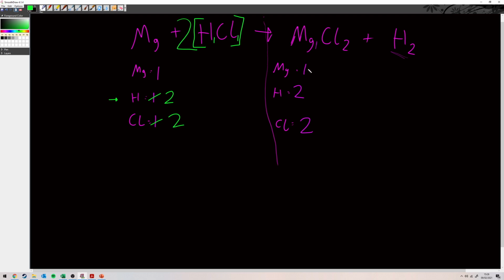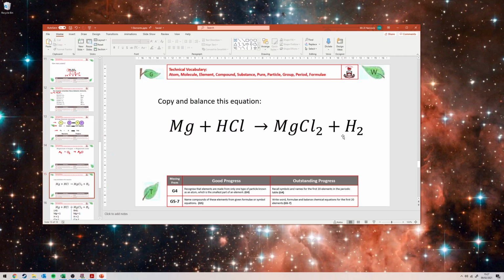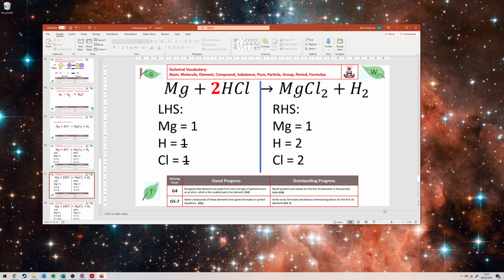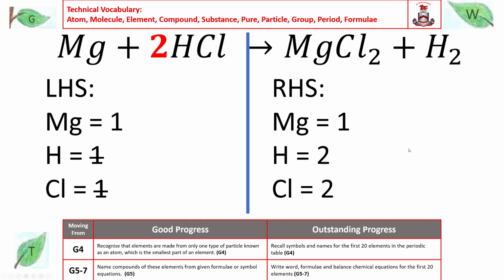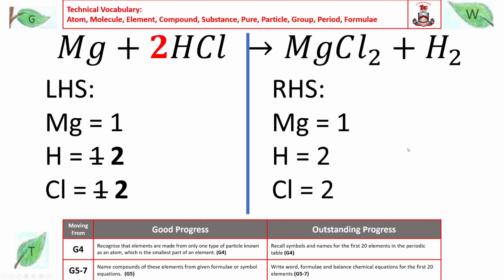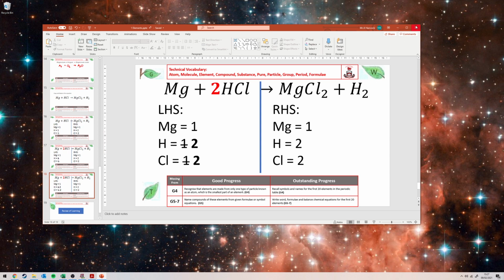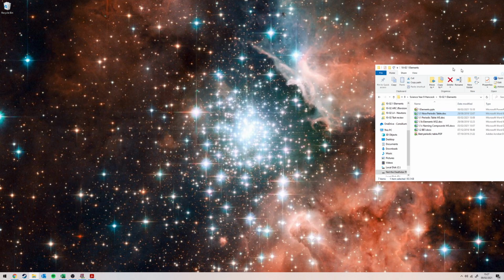Let's count that up. Well, magnesiums are fine. Hydrogens are balanced as well. Chlorines are balanced as well. So this is a balanced equation. Nice and straightforward. You just had to put 2 in front of the HCl. Okay, so that is sort of an intro to balancing equations.